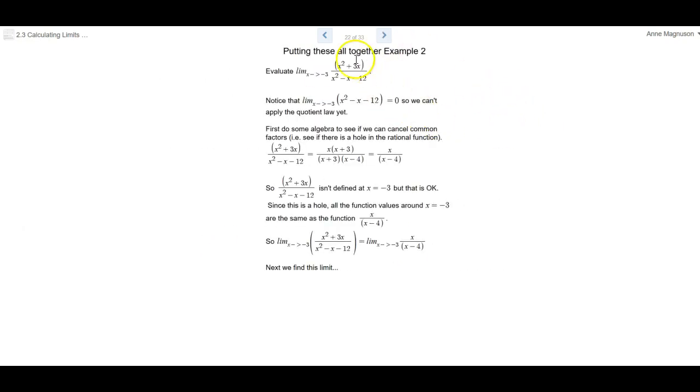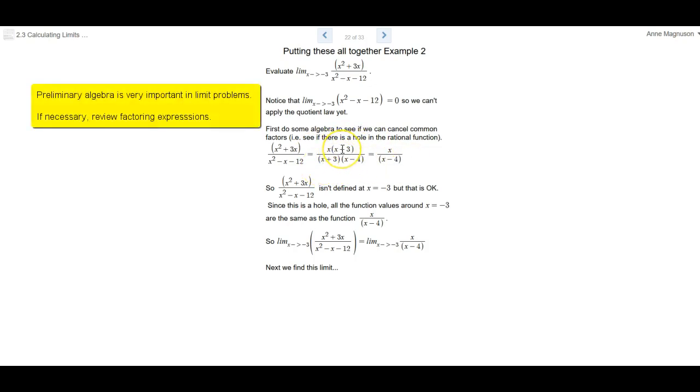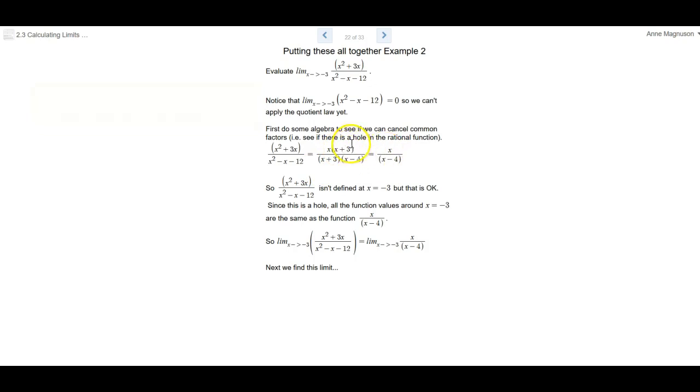Here's another example. Now it's a rational function. Since my limit is x approaching minus 3, and minus 3 is a 0 of this denominator, we can't use the quotient law yet. So first we have to do some algebra, and that is a big part of these limit problems. You're going to have to do a lot of preliminary algebra a lot of times to get to the limit. So we factor the numerator and denominator, and notice we have a common factor of x plus 3. So we can cancel those and we get this simplified function.